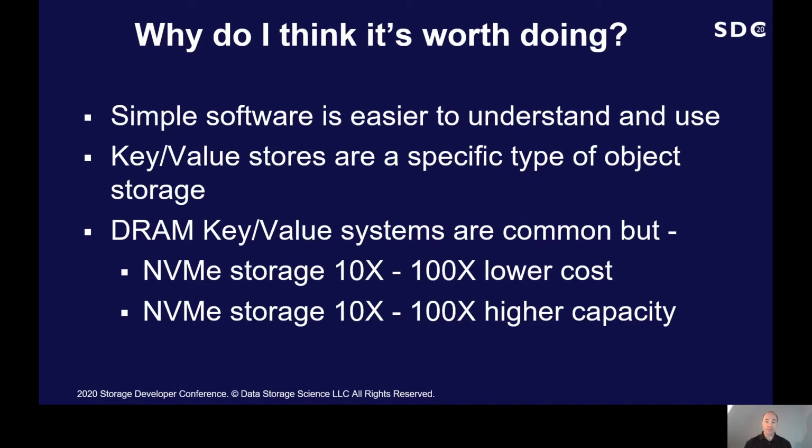So compared to DIMMs and DRAM footprints, NVMe storage is much lower cost and much higher capacity. And those sorts of things always seem really interesting to me when you're talking about consolidation of resources, because that tends to be where people go to reduce cost and improve efficiencies.